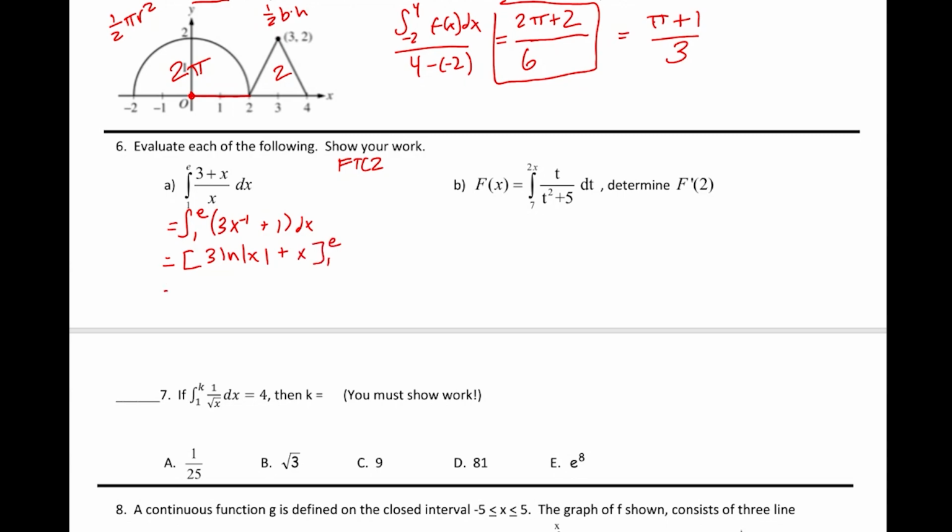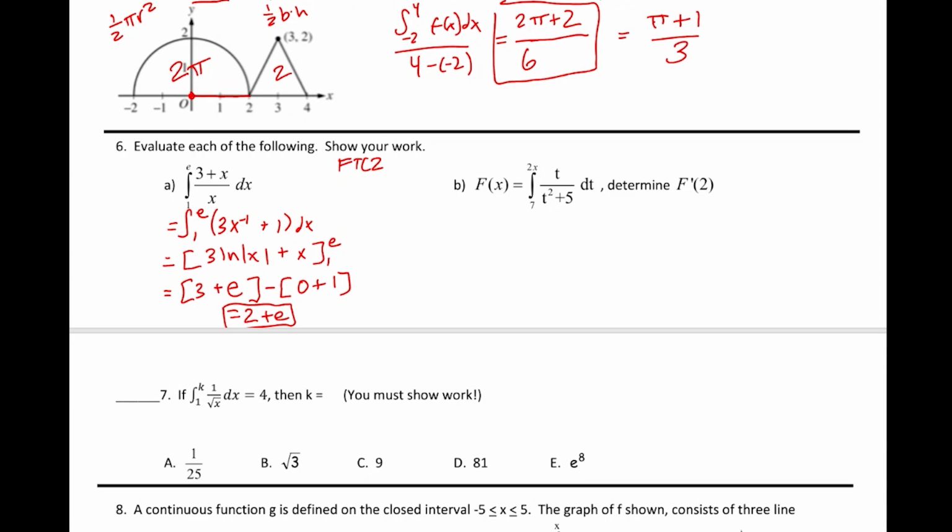So now we need to substitute those in. If I substitute in e, I'm going to get 3 times the natural log of e. The natural log of e is just 1, so that's just 3 times 1 plus e. Okay, and then plugging in 1 is going to be 3 times the natural log of 1. Natural log of 1 is 0 because e to the 0th power is 1. 0 plus 1. So we end up with 3 plus e minus 1. 3 minus 1 is 2, so this is just going to be 2 plus e.